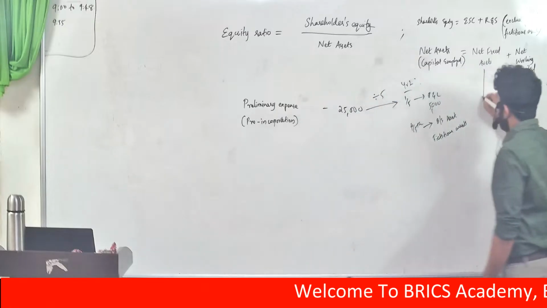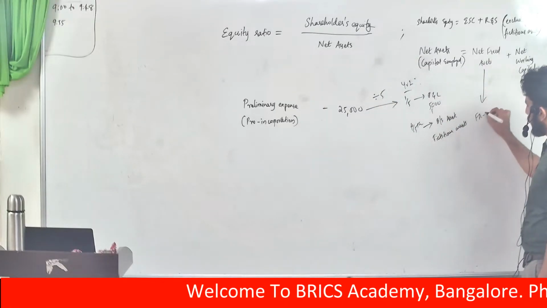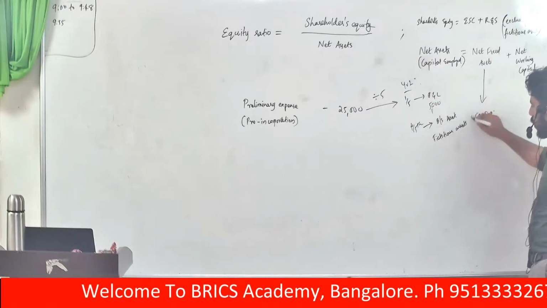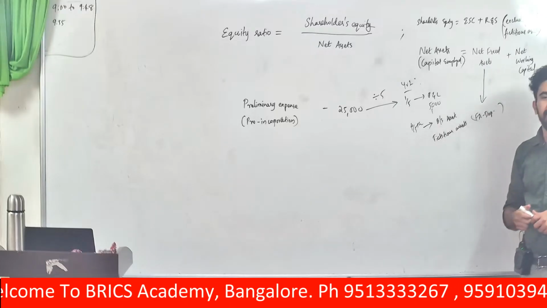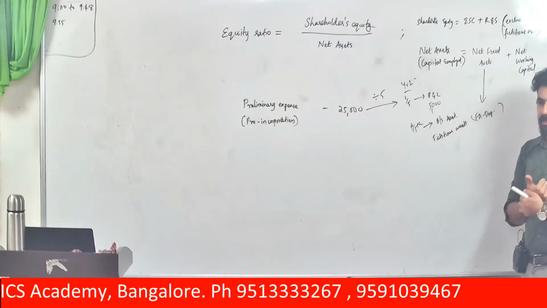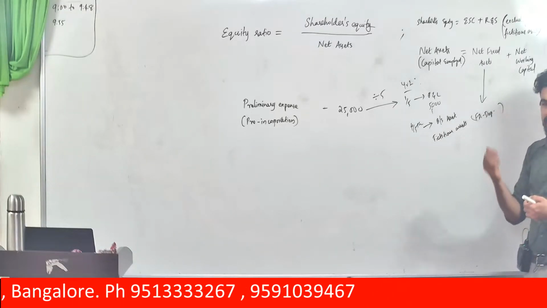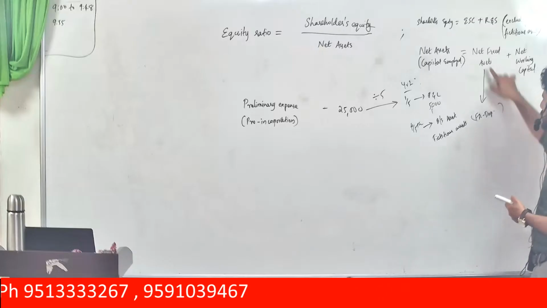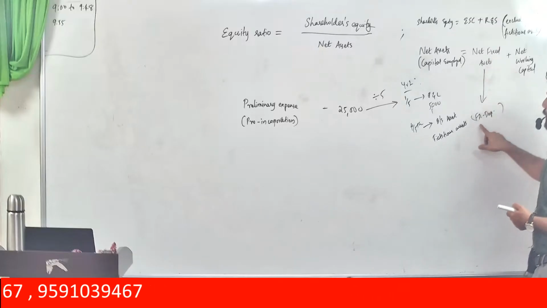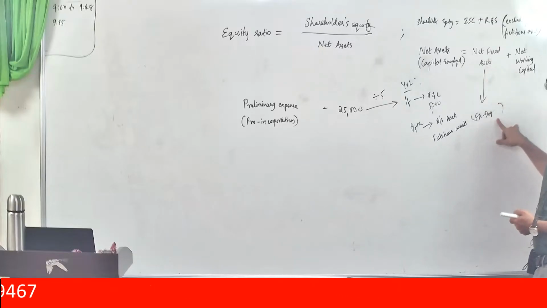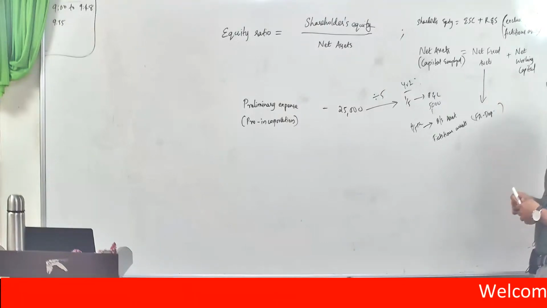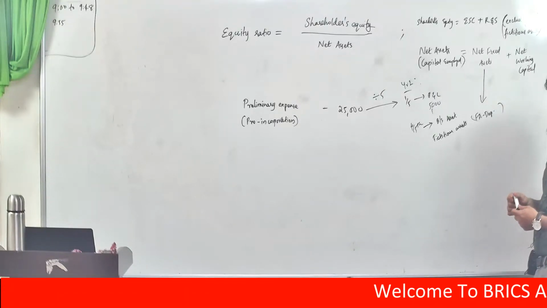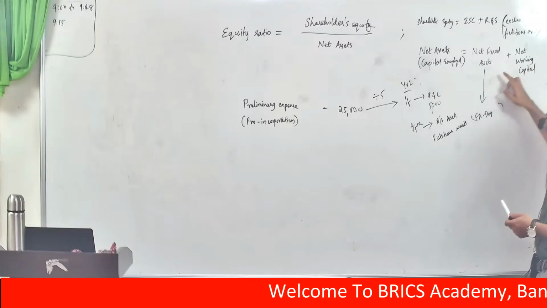Guys, net fixed asset means fixed asset minus depreciation. On a net basis, in some places you take the gross fixed asset and depreciation, then you take the net. So this is that net. Gross fixed asset minus depreciation, that is net fixed asset.